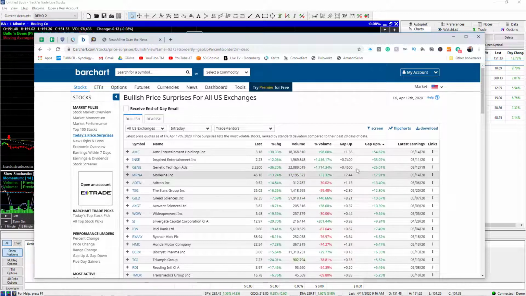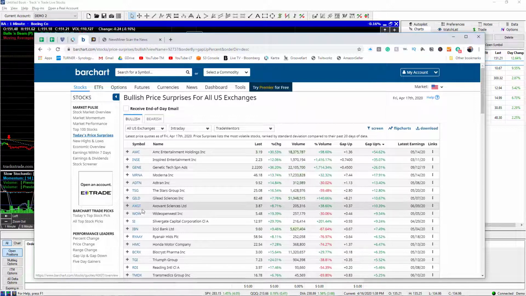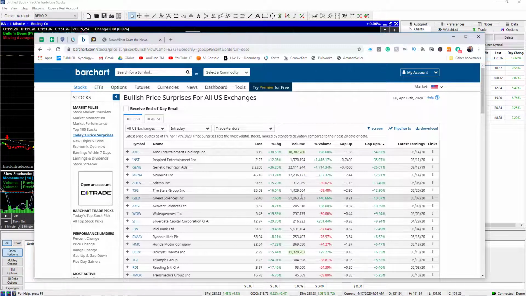So think about it percentage wise, okay? If you've got a stock that's trading at $3.18 and it's gapped up 54% versus one that's trading at $46 and it's gapped up 17%, which is the better trade? Plus, you have to take into consideration volume, which ones have the best volume or lowest volume. What was the news that caused it to gap? Where did the news come from? What was the news article that caused it to gap? There's all kinds of things you have to take into consideration.